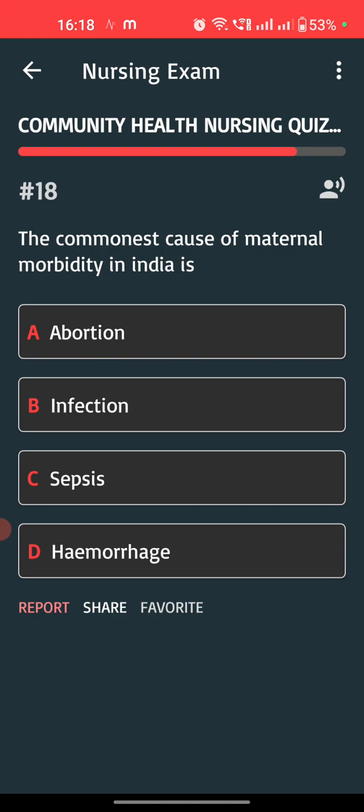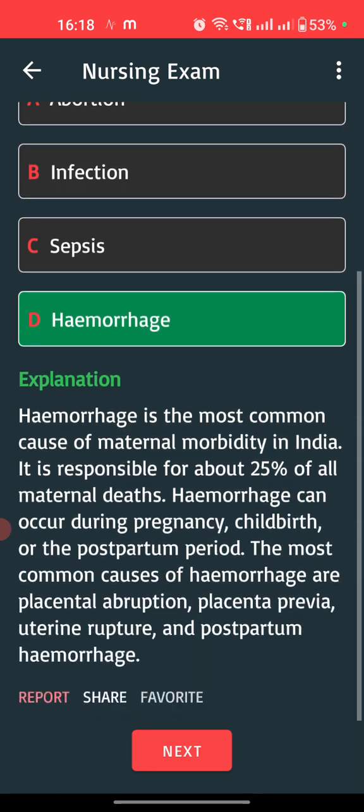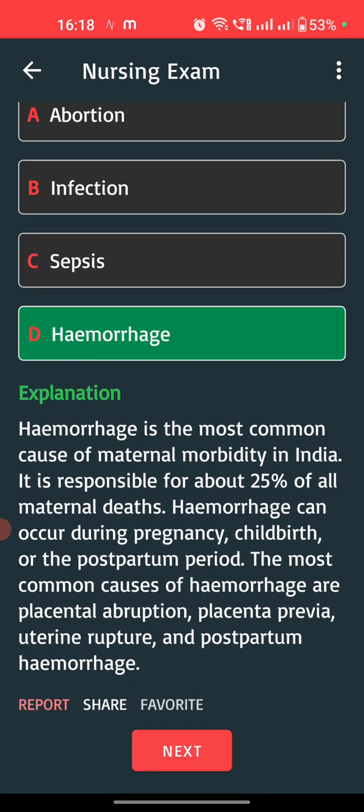The commonest cause of maternal morbidity in India is: A. Abortion. Correct answer. Hemorrhage is the most common cause of maternal morbidity in India. It is responsible for about 25% of all maternal deaths. Hemorrhage can occur during pregnancy, childbirth, or the postpartum period. The most common causes of hemorrhage are placental abruption, placenta previa, uterine rupture, and postpartum hemorrhage.